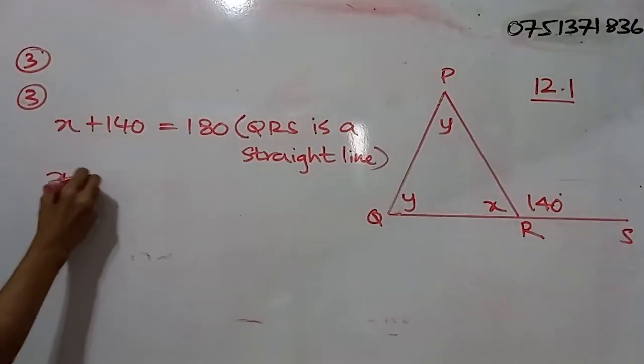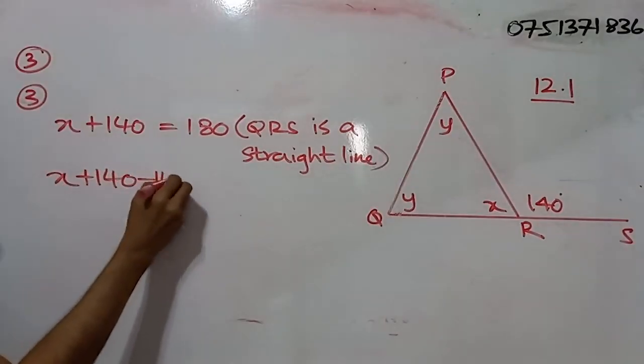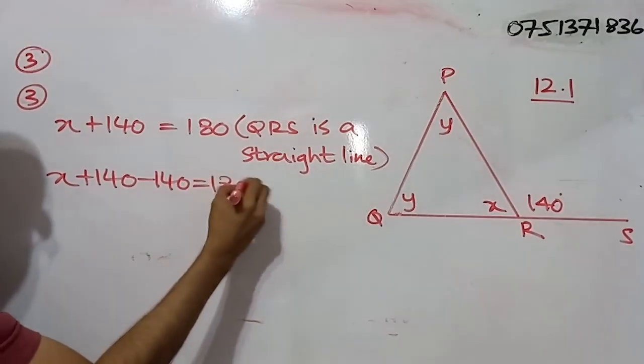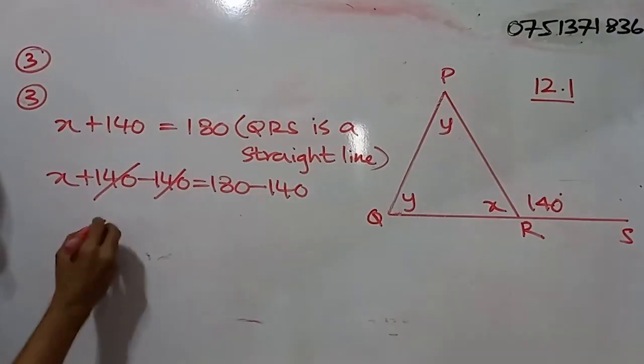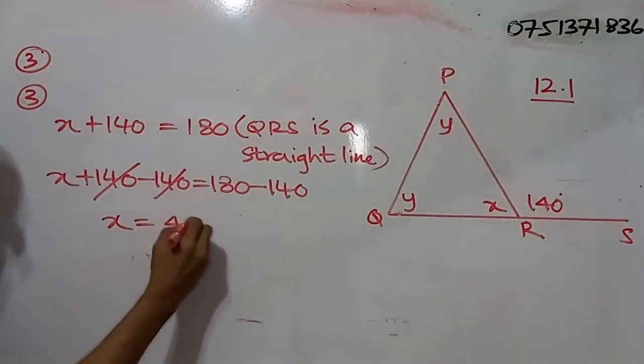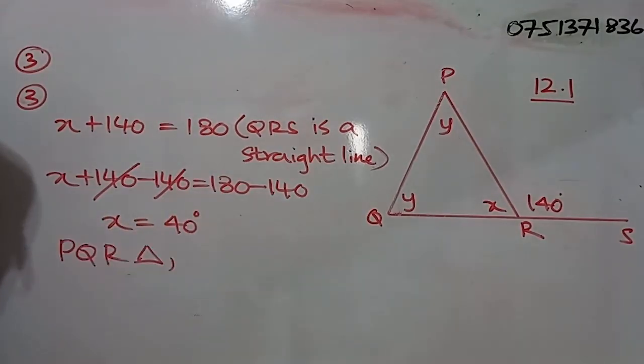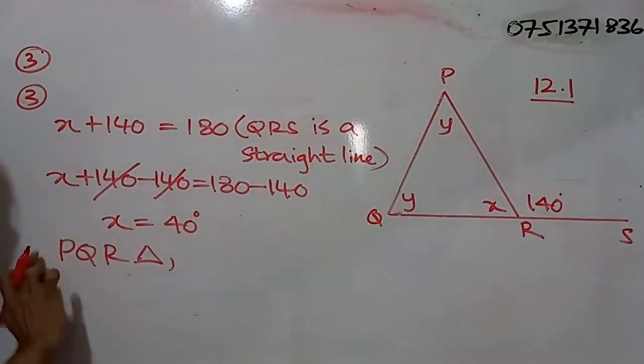So x will be what? X plus 140 minus 140 is equal to 180 minus 140. So we can cancel out these two. So x is equal to what? 40 degrees.